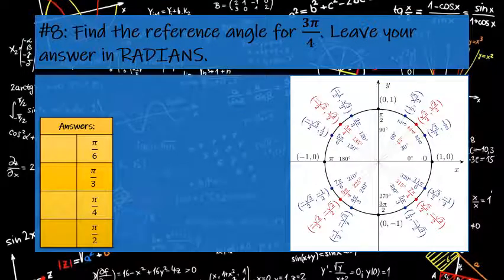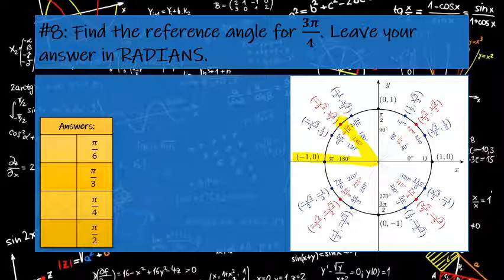Number 8, find the reference angle for 3 pi over 4. So if I find 3 pi over 4 on my unit circle, if the unit circle is given to me, it would be right here. And you're always going to measure your reference angle back to the nearest x-axis. Never to the y, always to the x-axis. Okay, so always measure back to the x-axis.